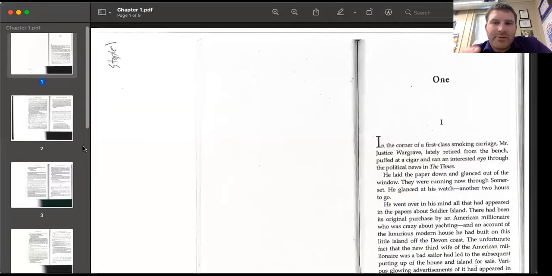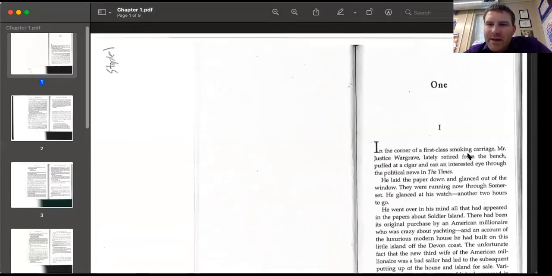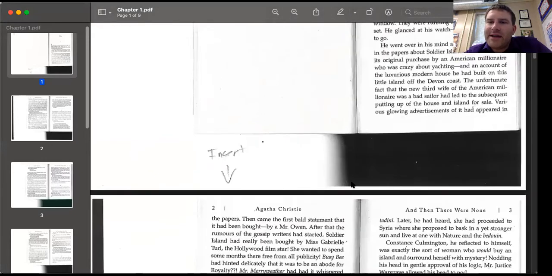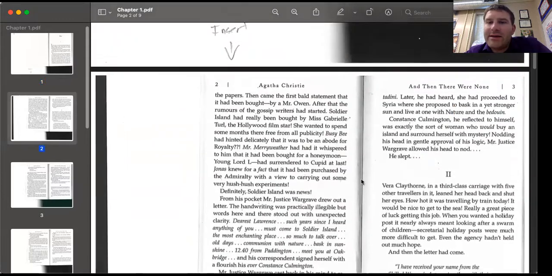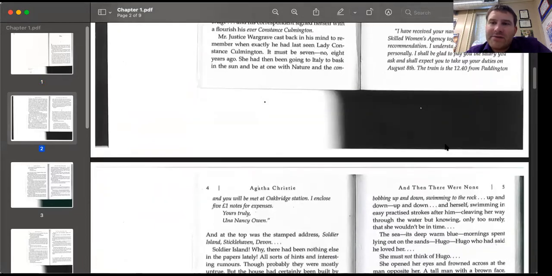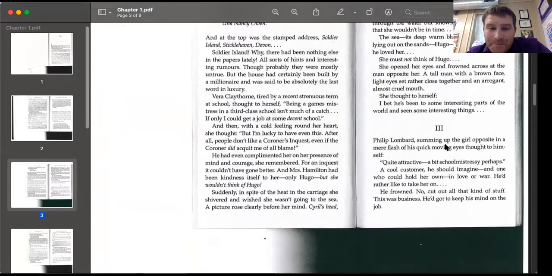So that's the plan. You'll be doing 10 annotations for today in chapter 1. And I'm going to just do a quick walkthrough of chapter 1 with you. I'm not going to necessarily read it, but I'll give you an idea of some things to look at. So the first character we are introduced to is Justice Wargrave, and this gives us the reasoning behind why he is going to the island. Then the next person we meet is Vera Claythorne. She explains why she is going to the island. By the way, everybody's going to the island for different reasons.